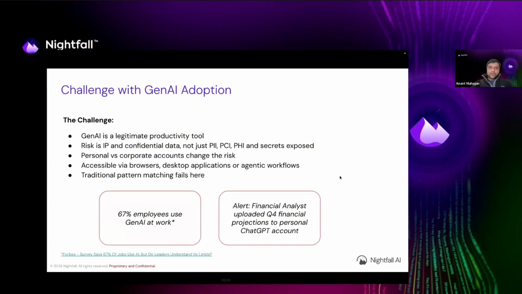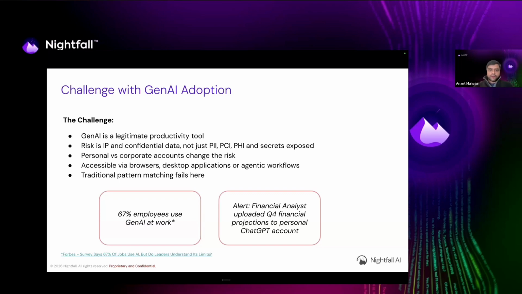So let's start with the first challenge here with Gen AI adoption. Based on a survey that we recently came across, and also what we see in customer environments, there's close to 65% of adoption from employees with Gen AI at work. And there's a pretty big risk with any IP. It could be typical patterns around PII, PCI, PHI, or secrets, but there could also be confidential documents, that is actual sensitive IP that you want to prevent from getting exposed.